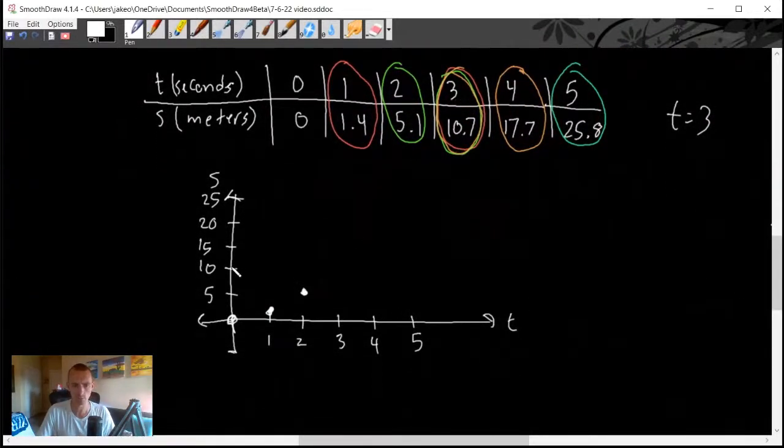So then 3, 10.7, that's going to be just above 10 here at t equals 3, probably right about there. 4, 17.7, so 4 up to 17.7. It's just about halfway between 15 and 20, probably right about there. And then 5, 25.8, so just above this top line here at t equals 5, probably right about there. Like I said, these aren't perfect. We really just need an estimate here. Now what we can do is basically just connect these points here.